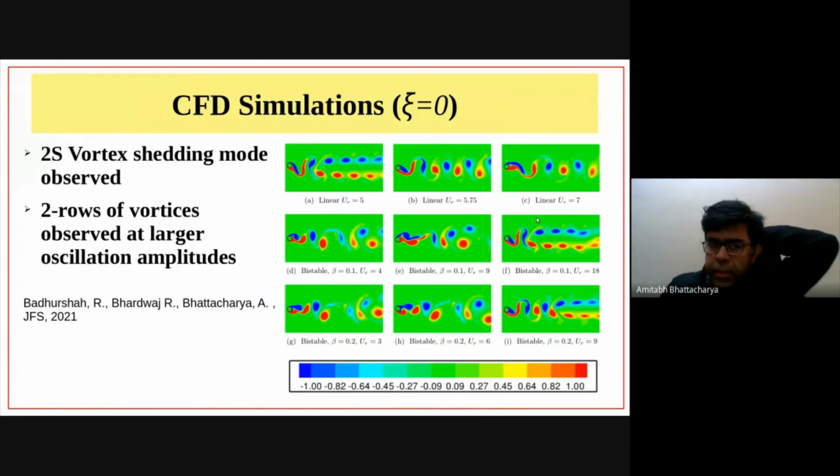Okay, and these are the typical vortex shedding patterns that we observed. We typically observe either a 2-row or a simple 1-row 2S type of vortex shedding pattern. Okay, and this 2-row pattern we see typically when the cylinder oscillations are very large.